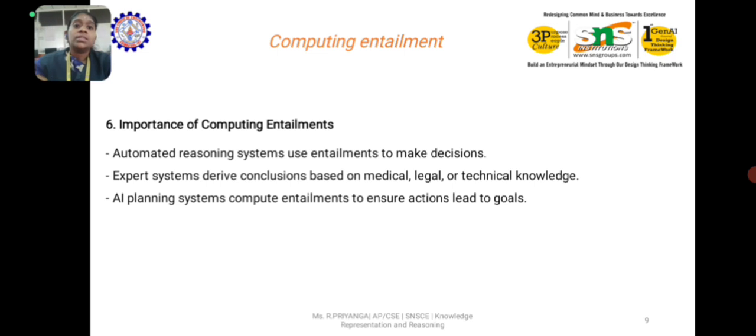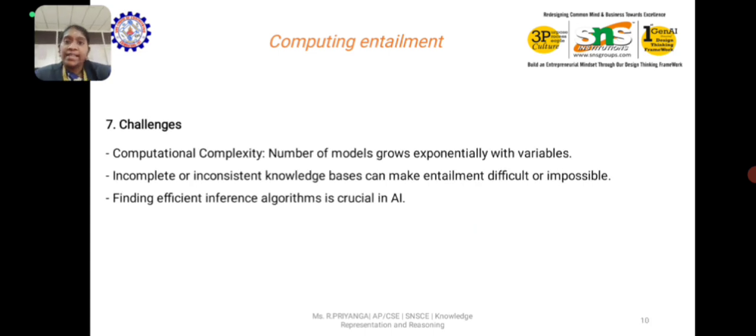Okay. Next, what is the importance? AI systems need to compute entailment to make decisions or solve problems. For example, an expert system, like medical diagnosis, uses entailment to derive conclusions based on the rules and facts about the disease and treatments. In AI planning systems, entailment ensures that actions taken by an agent will lead to the desired goals or outcomes.